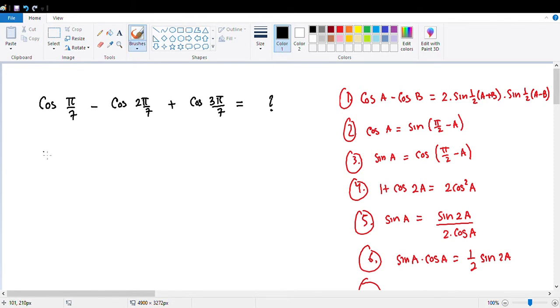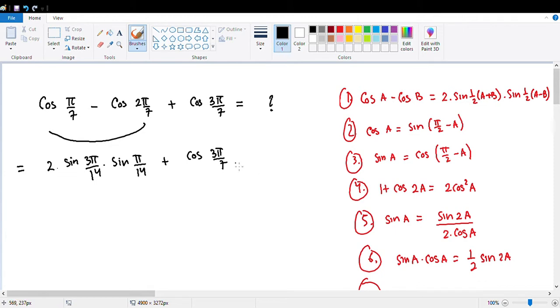Step number 1: look at these two terms, and apply formula number 1, that is cosine alpha minus cosine beta is equal to 2 times sine 1/2 of (a plus b) times sine 1/2 of (a minus b). And then our expression becomes 2 times sine 3 pi over 14 times sine pi over 14 plus cosine 3 pi over 7, right?